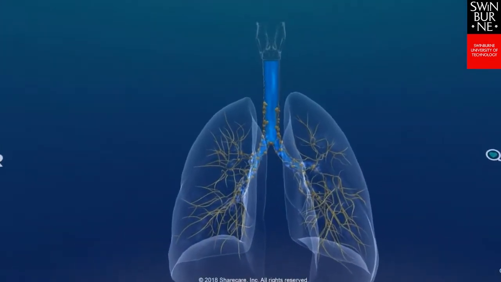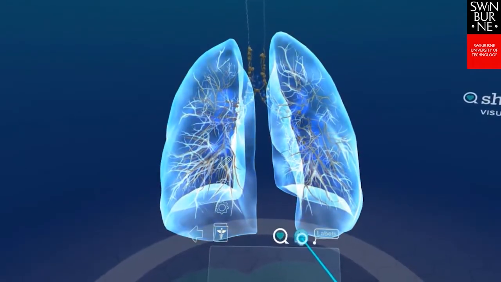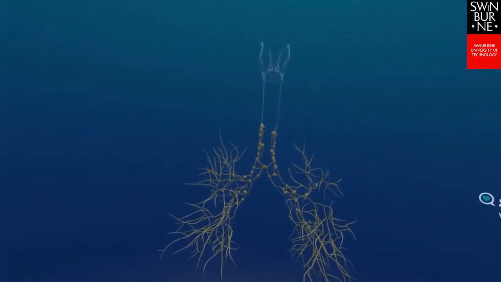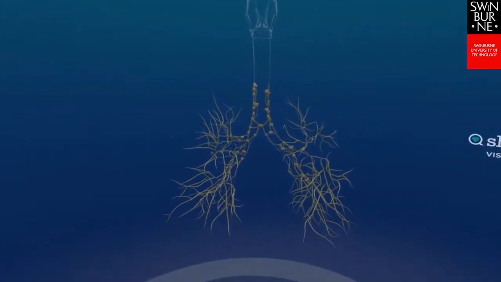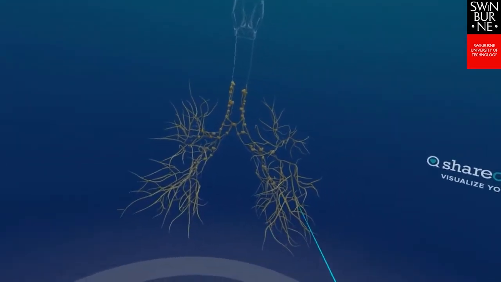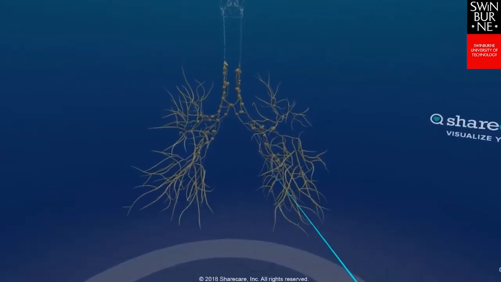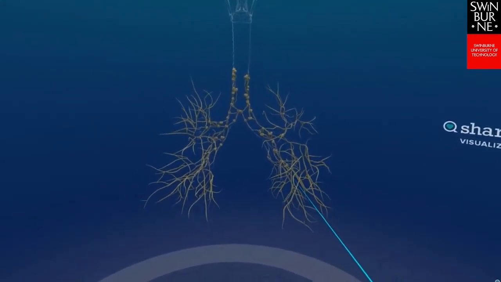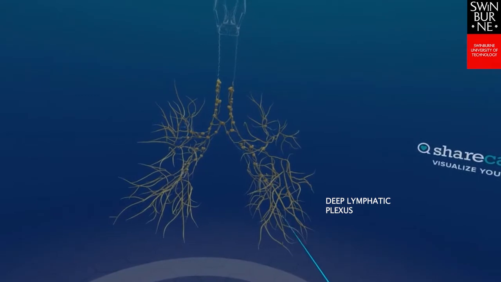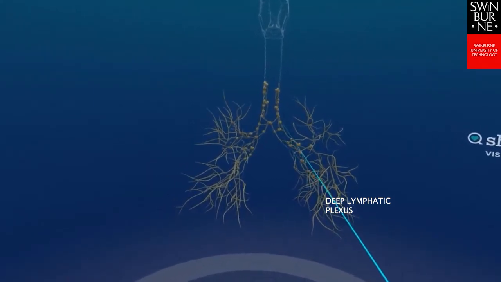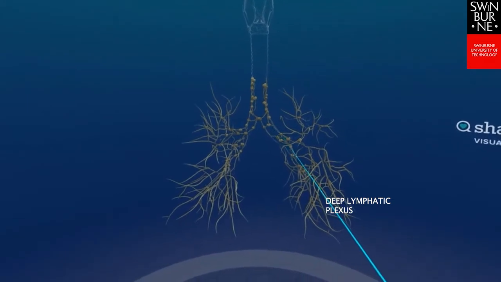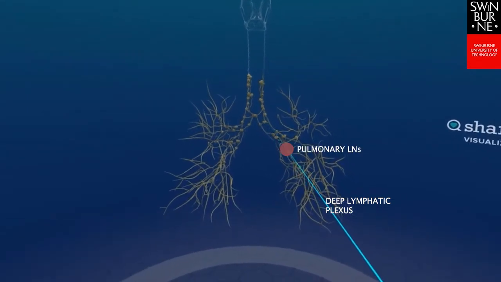So if I remove the air flowing in and out of the lungs, this is what the lymphatic vessels as well as the major lymph nodes look like in the lungs. If we then consider all of these deep vessels that constitute our deep plexus, lymph from them is going to drain directly into our pulmonary lymph node group. This is going to be located at the level of the tertiary or segmental bronchi.